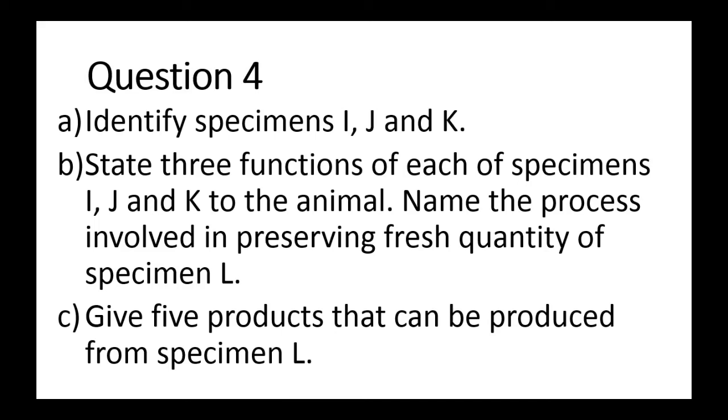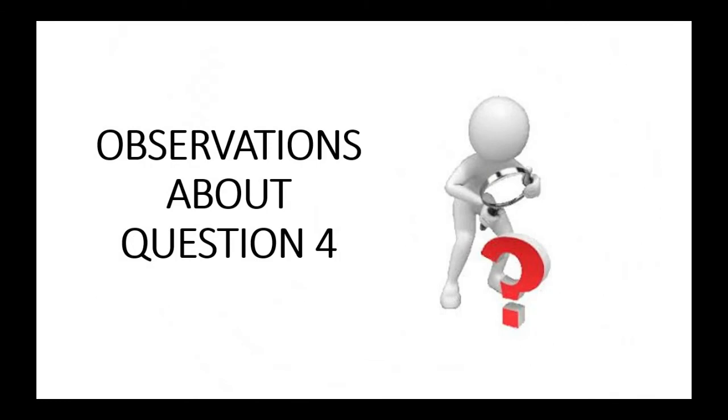Now let's go directly to the last question, which is question number 4. This question says identify specimens I, J, K. State three functions of the specimens I, J, K to the animal. Name the process involved in preserving the fresh quantity of specimen L. Give five products that can be produced from specimen L. Observation of WAEC about this question is that this question was well attempted by the candidates.